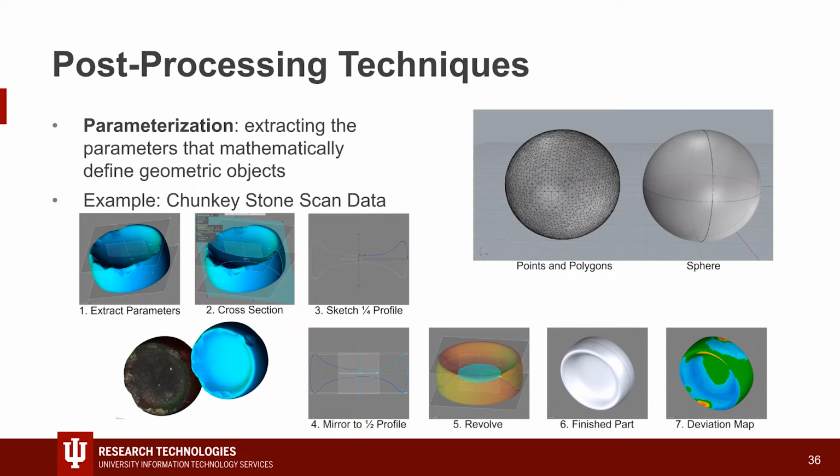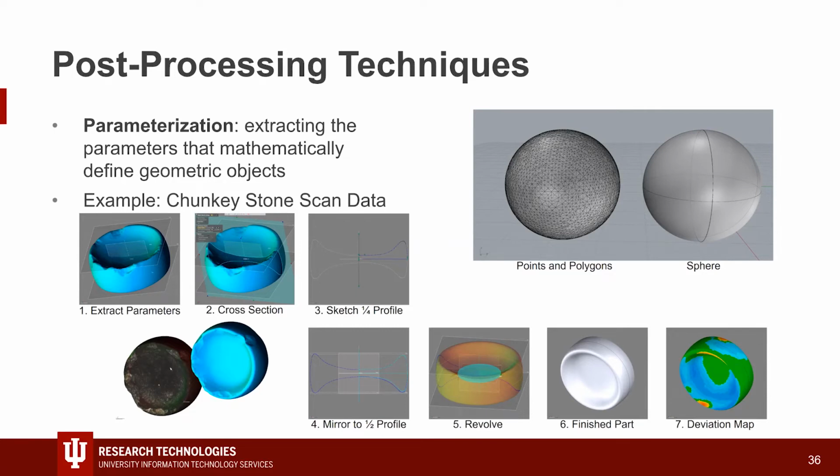All right, so I'll talk a little bit about the parameterization here, because Tassie evidently is afraid of talking about this. Parameterization of a model is when you're extracting the parameters that mathematically define geometric objects. So when we scan, digitize, or when we do any digitization, what we end up getting is points and polygons. And those points and polygons are not smart, they're dumb. They're just points and polygons in space.